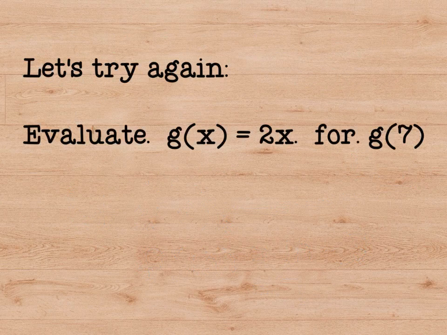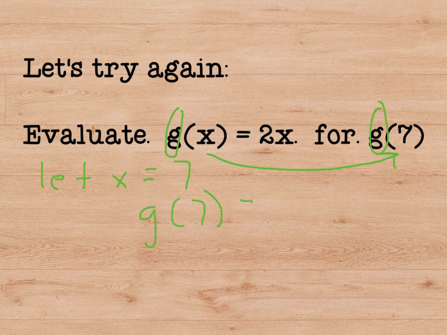Let's try again. I want to evaluate g of x equals 2x for g of 7. Again, notice here's the g family, so we want x to be 7. So letting x equal 7, g of 7 will equal 2 times 7. Everywhere there's an x, we put in a 7. Now we simplify. So g of 7 equals 14.